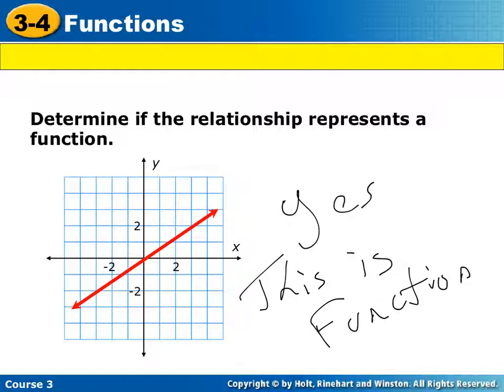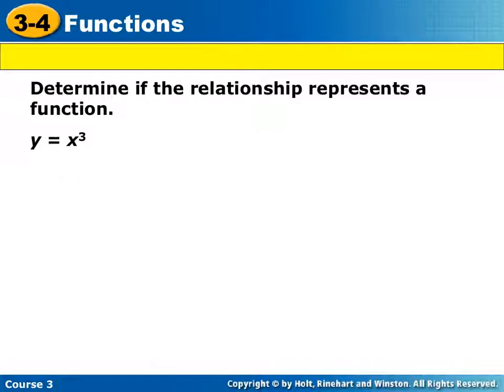The reason behind it, it does not matter where I put my vertical line. I only will hit this graphed line in one position. I could put my vertical line here, it only hits my graph line there. Could put it here, only hits my graphed line there. So there's only one spot where it will hit. So is this a function? Absolutely.